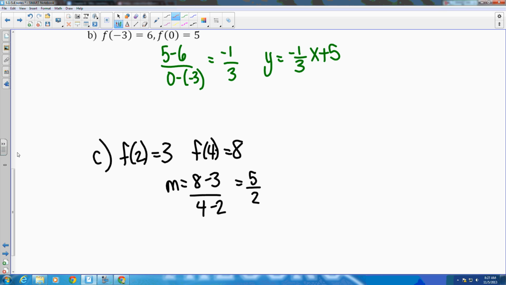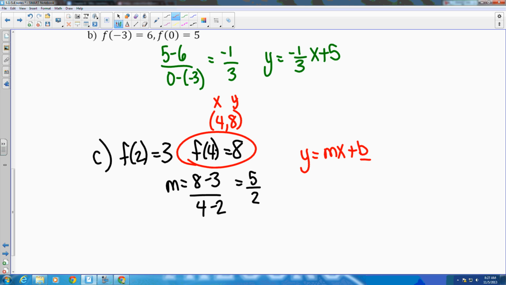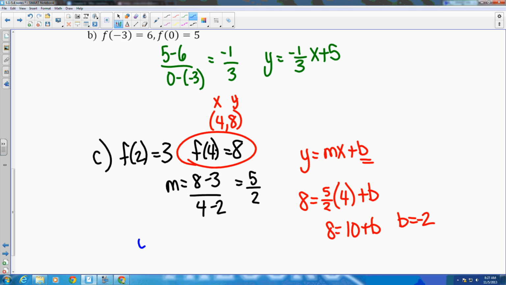So it's a little bit different now, since we're not just straight given it. We're going to pick one of the 2 points. I'm going to pick this one. And remembering that slope-intercept form, and that this is the point 4, 8, where 4 is the x value, 8 is the y value, we're going to plug those into y equals mx plus b to find the b, because that's what we're missing. So 8 equals 5/2 times 4 plus b. So 8 equals 10 plus b, or b is -2. And then we're going to write out the equation, y equals 5/2 x minus 2.